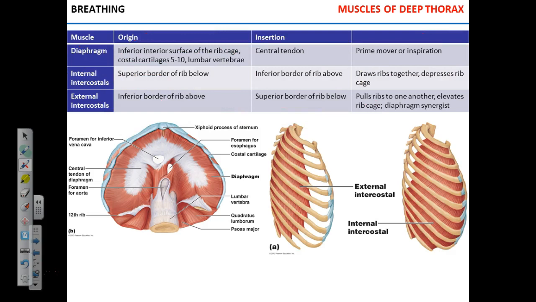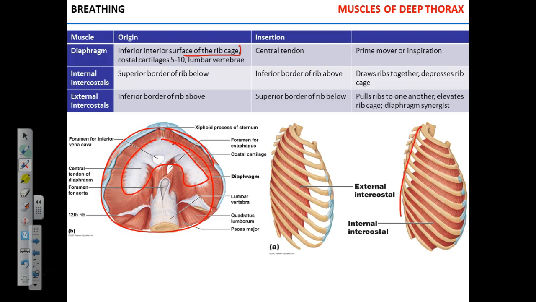Muscles of breathing. Diaphragm. Surface of the rib cage. Insertion is the so-called central tendon. Okay? When the diaphragm contracts, it goes down. The volume of your thoracic cage increases. Your lungs inflate. You breathe in. Okay? When obviously it relaxes, it moves up and pushes the air out of the lungs.